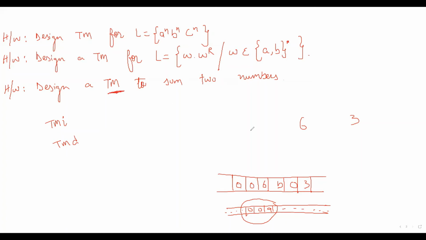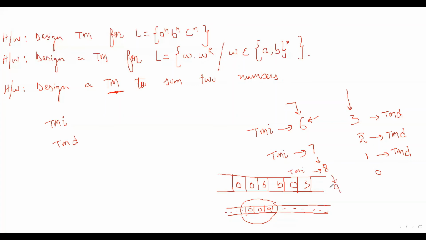How? You will go to this location and decrement it. For decrementing, you will use TMD. Decrement it by 1. After decrementing, it will be 2. Now come back here and increment this by 1, using the Turing machine for increment. So 6 will become 7. Then again go here, use decrementing, so it will become 1. Come here, use the Turing machine for incrementing. It will become 8. Then decrement this again. It will become 0. Increment this using TMI. It will become 9.